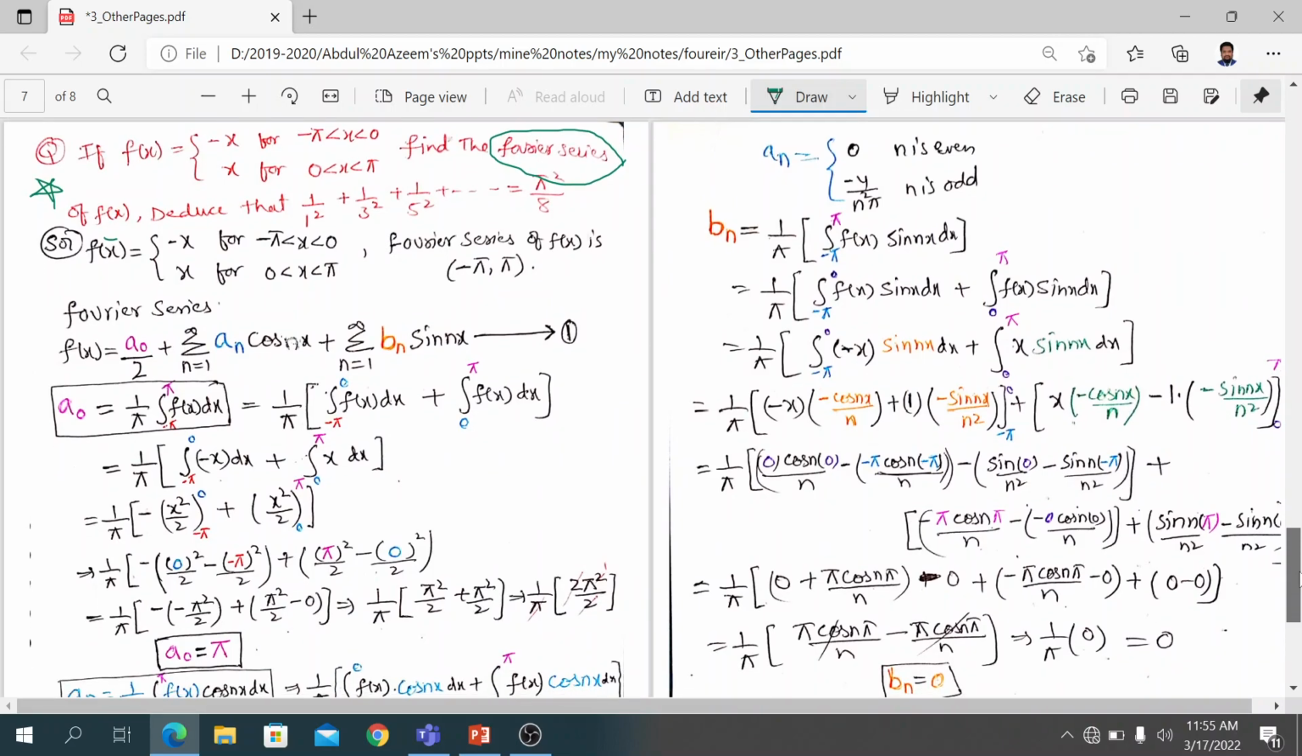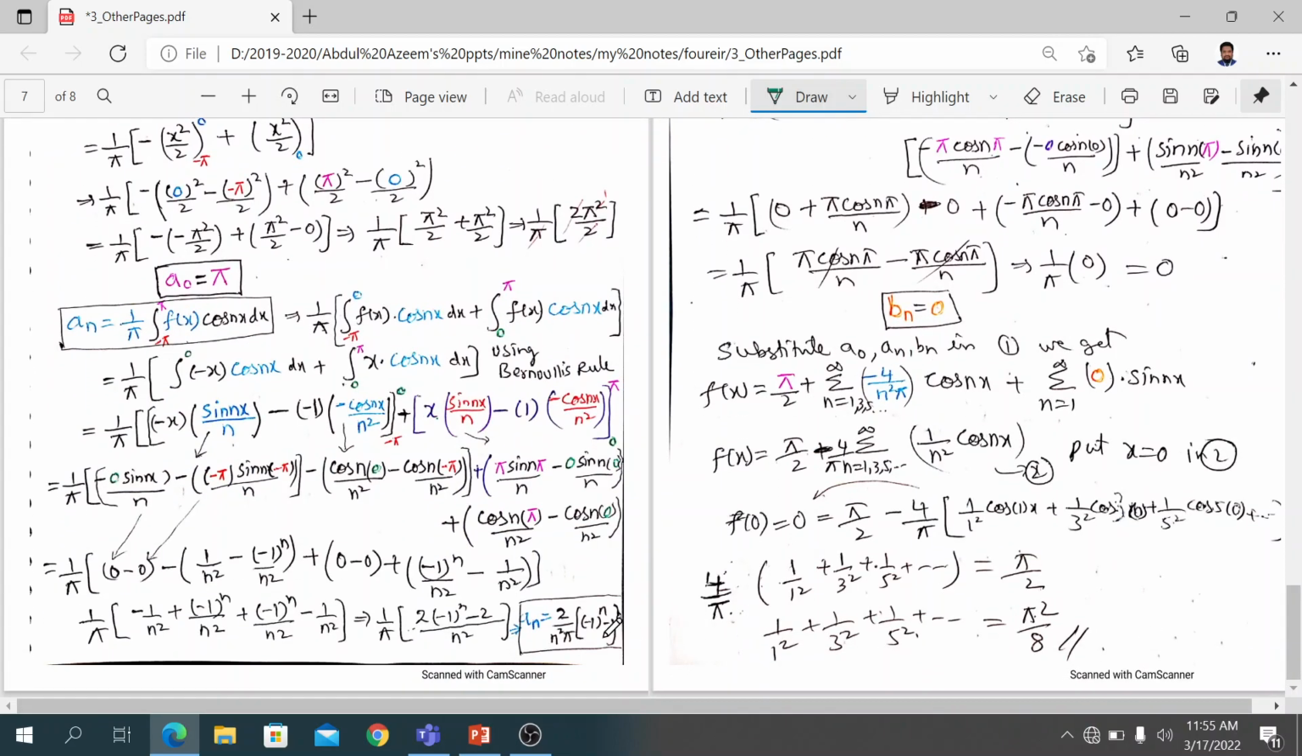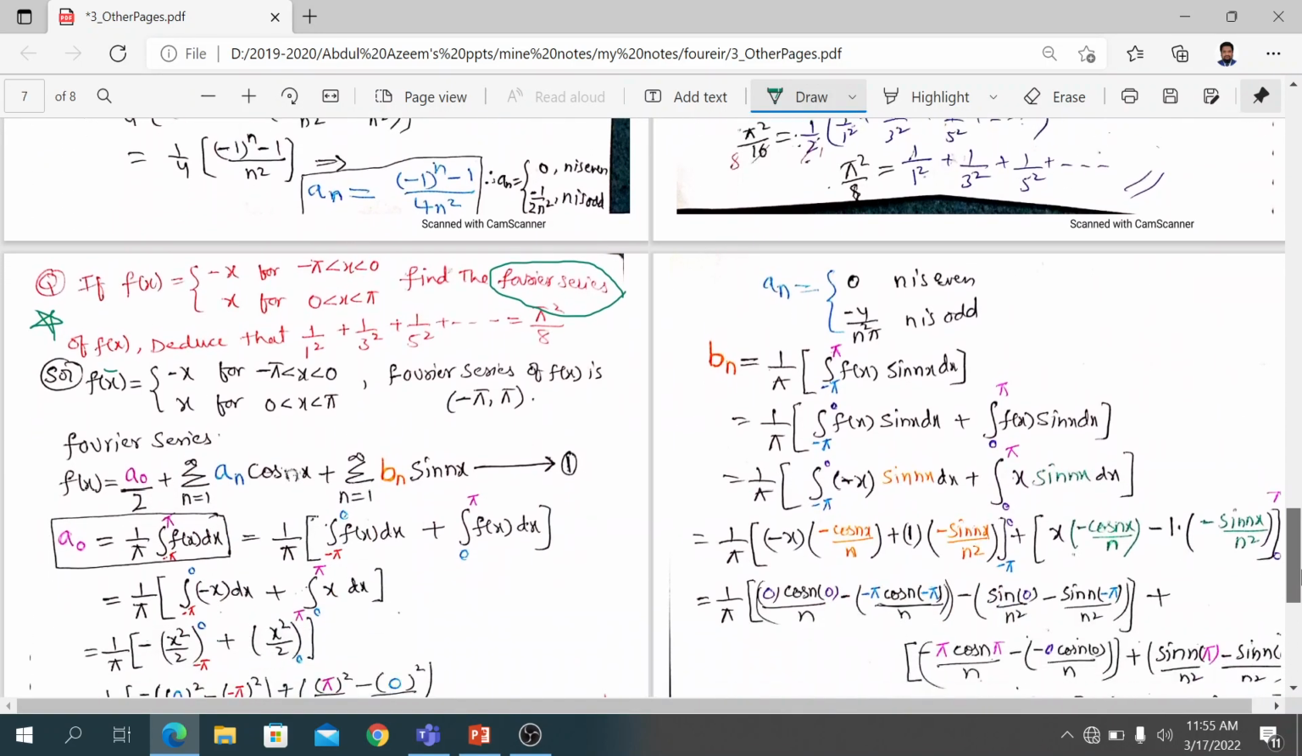Before this, see here, if it is 2 into minus 1 power of n, if n is even, suppose 2 is there, so minus, we will get two different things. If n is even, we will get 0. If it is odd, minus 1 minus 1 minus 2 into 2 minus 4. So if it is odd, we will get minus 4 by n square pi. Okay. Now next, this is finished.